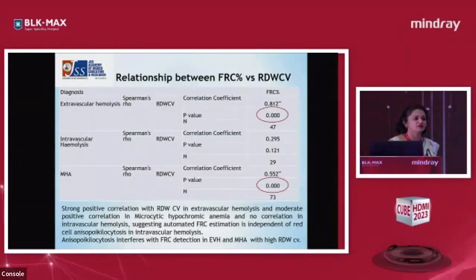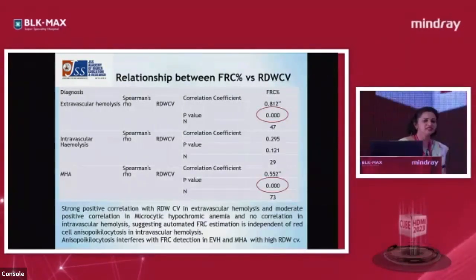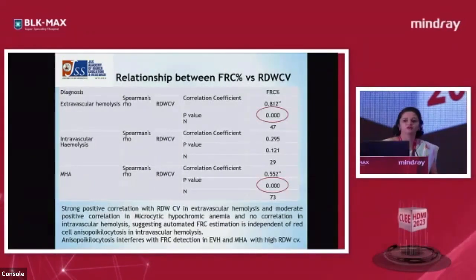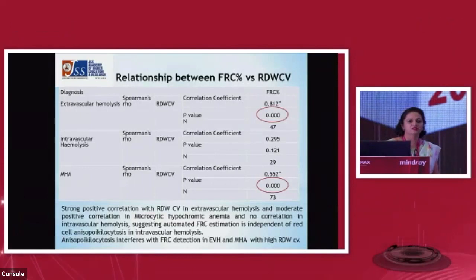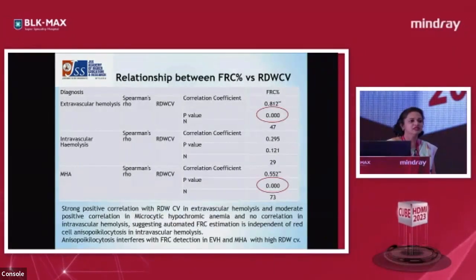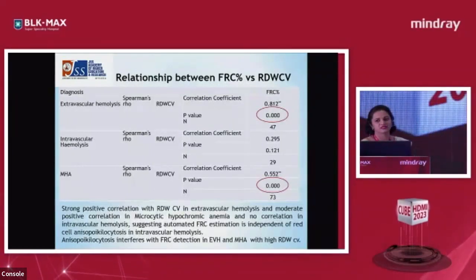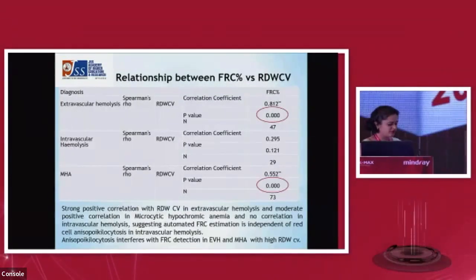That means they are the true positive schistocytes which are detected by the analyzer. Whereas there is interference of RDW-CV, that means anisopoikilocytosis is certainly interfering with the estimation of automated FRC count in the group of extravascular hemolysis and microcytic hypochromic anemia.